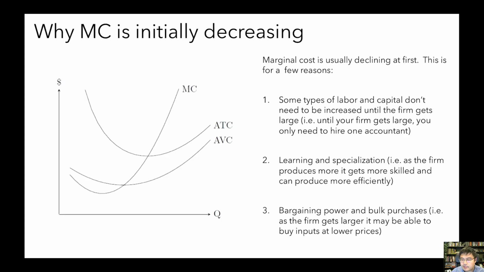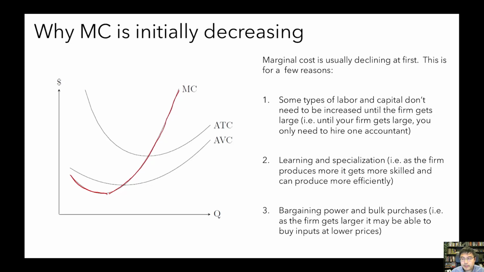Okay, so now let's explore some of the properties of our cost curves. And if you'll notice, as I drew our typical cost curves, I always drew marginal cost such that it was declining to start with, and then it's increasing as quantity gets higher. And so the first thing we should ask is, well, why does marginal cost decline at first? Now, there are a couple of reasons why this is the case for the typical firm. And the first is that there are certain types of labor and capital that you need at least one of in order to run your firm, but you don't really need to buy another one until the firm gets very large.